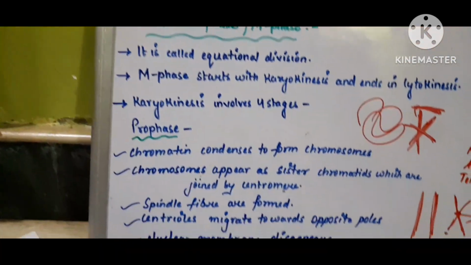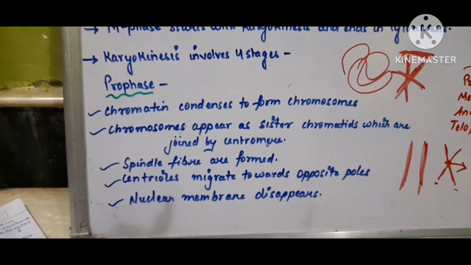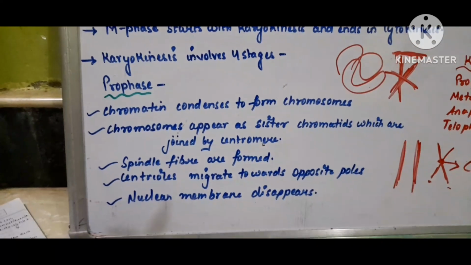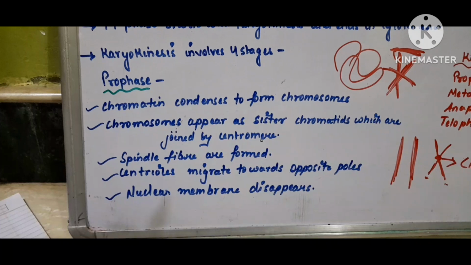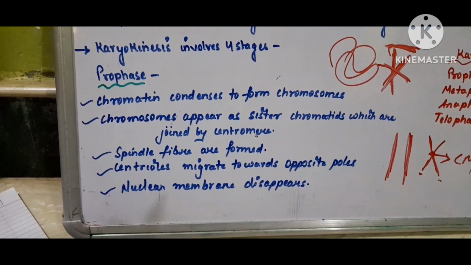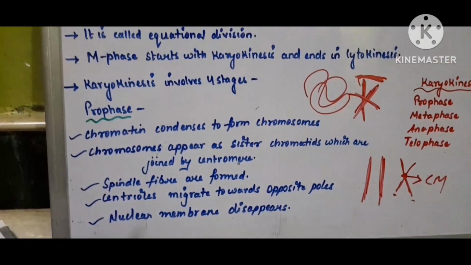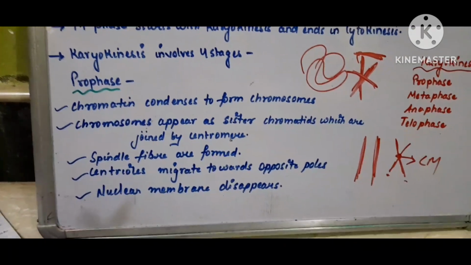Spindle fibers are formed in a cell that is ready for division, that undergoes prophase. In that phase, the spindle fibers are formed. Centrioles migrate towards the opposite poles and the nuclear membrane disappears. So this we will understand with an example of a diagram.